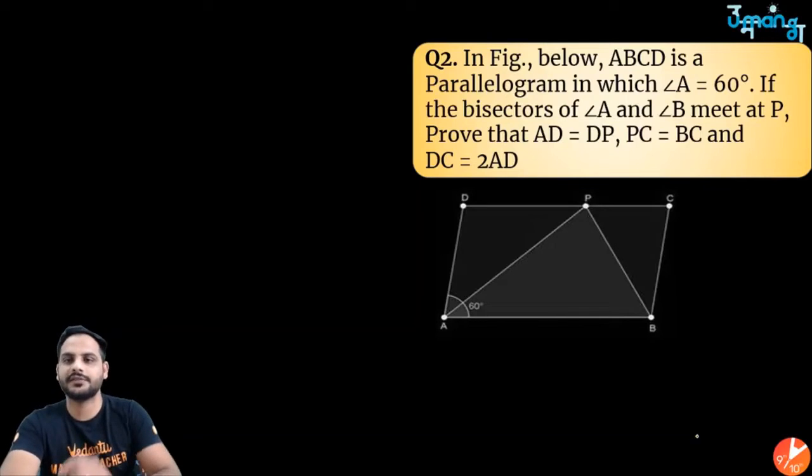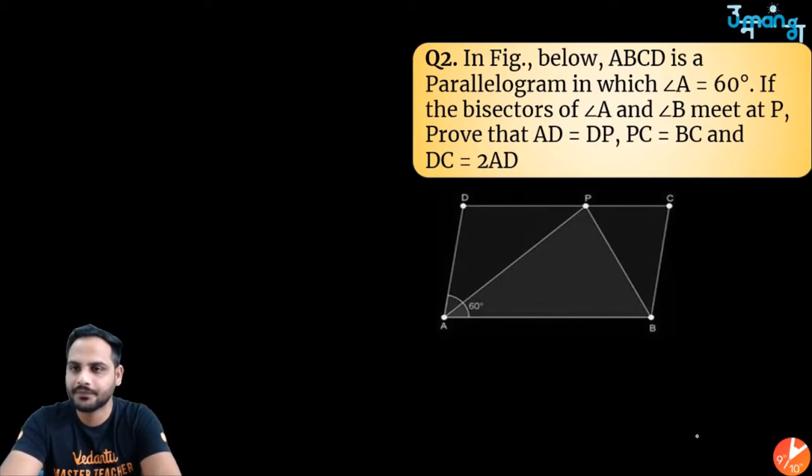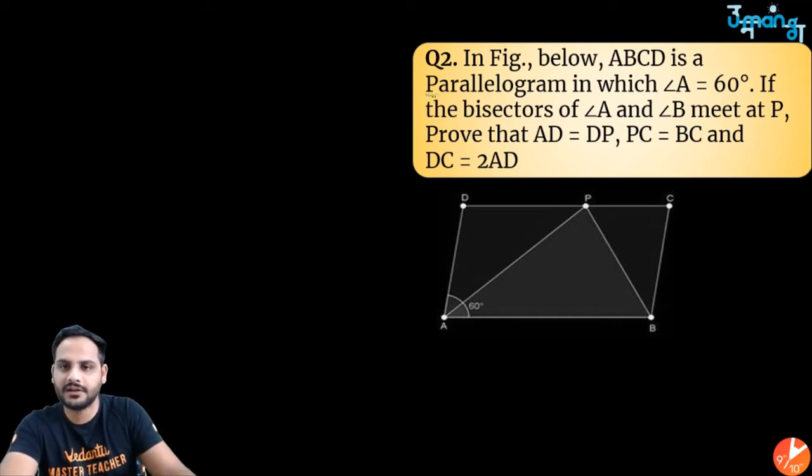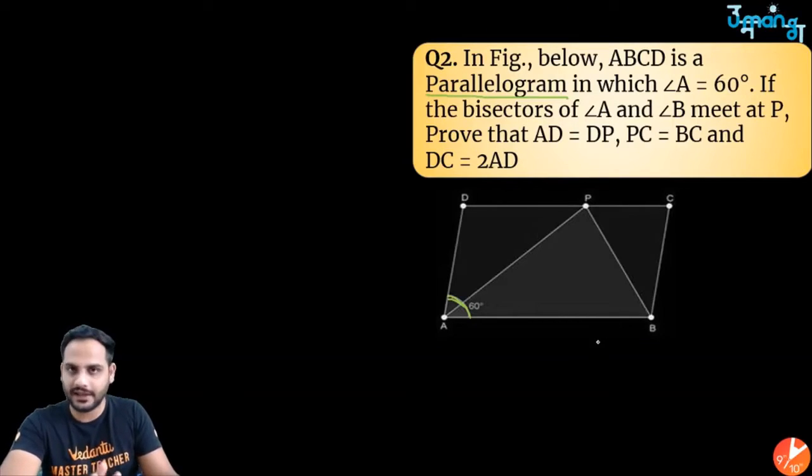Next question is this. In the figure given below, ABCD is a parallelogram. Okay, understand first thing, ABCD is a parallelogram. Got it? In which angle A, this complete angle A, is 60 degree. If the bisectors of angle A and angle B meet at P, prove that AD is equal to DP, PC is equal to BC and DC is twice of AD. Okay, now look, let's play with the angles part.